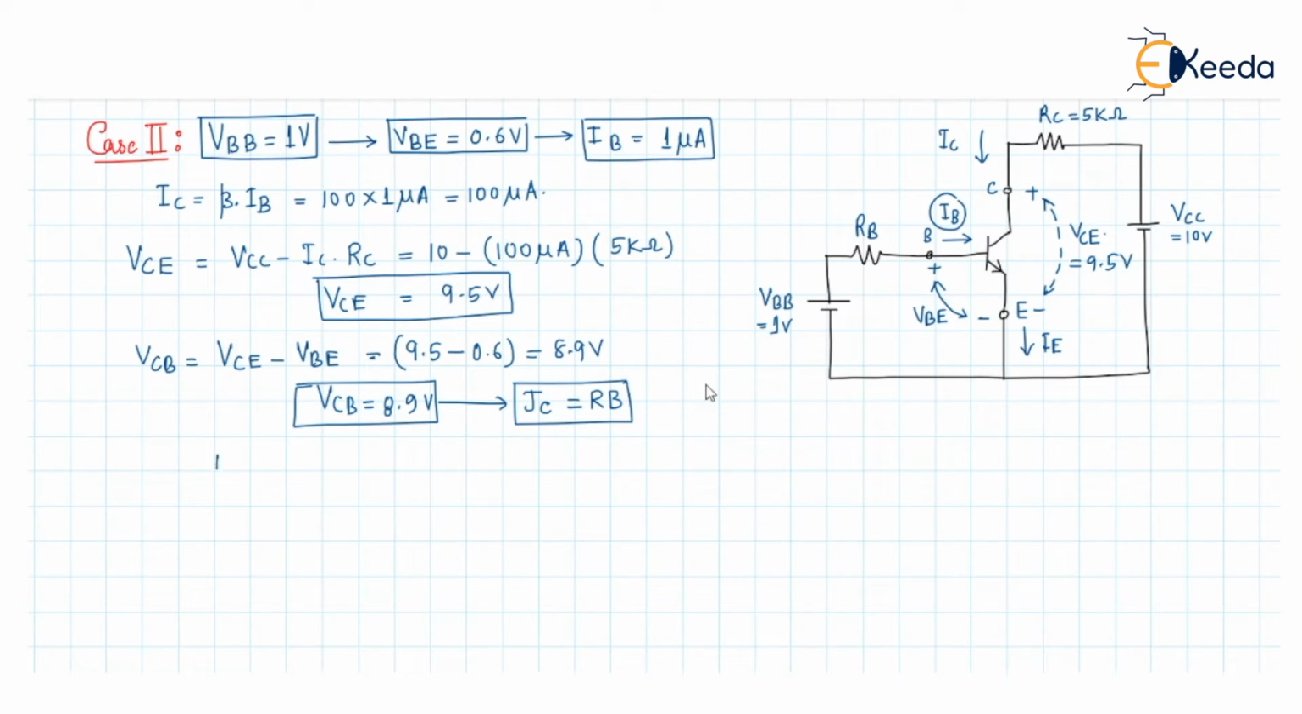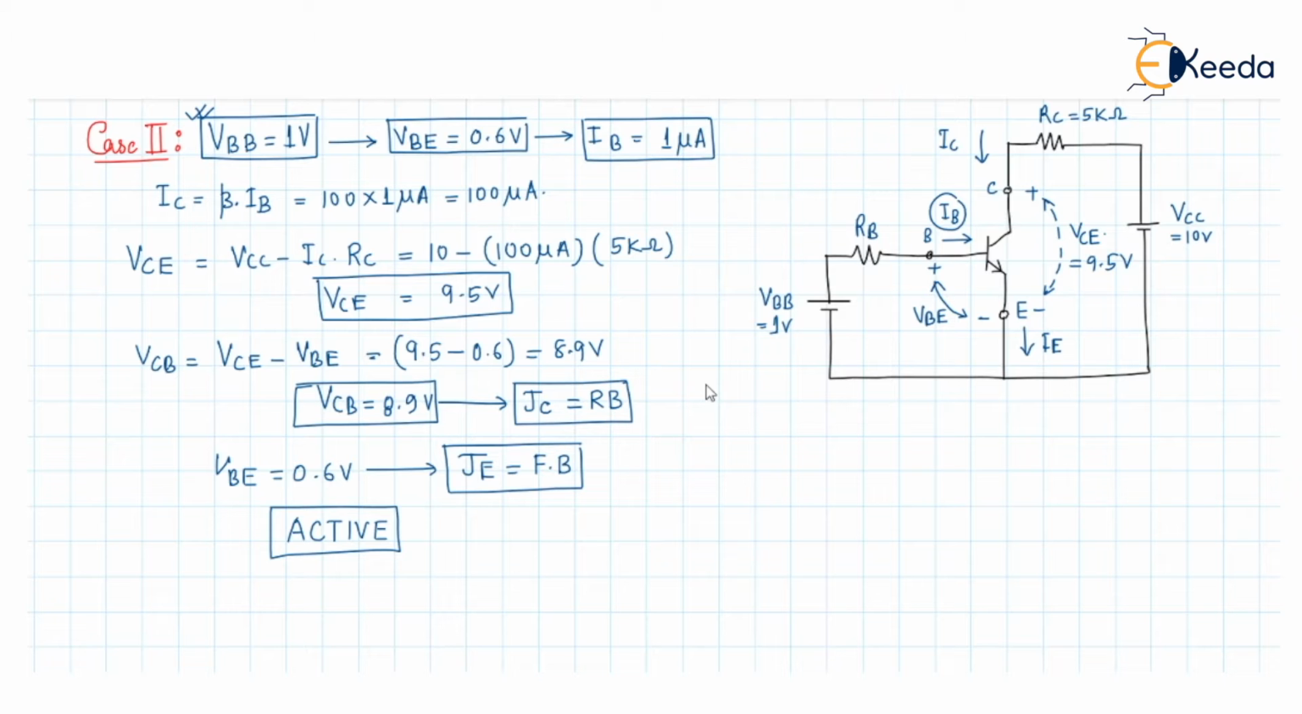And since the VBE potential is 0.6 volt, from this we can say that the base is at higher potential than emitter. So the emitter junction will be at the forward bias. So we can see when we have made the VBB equal to 1 volt, JC has turned to reverse bias and JE has turned to forward bias. That means that right now the transistor is operating in the active region.